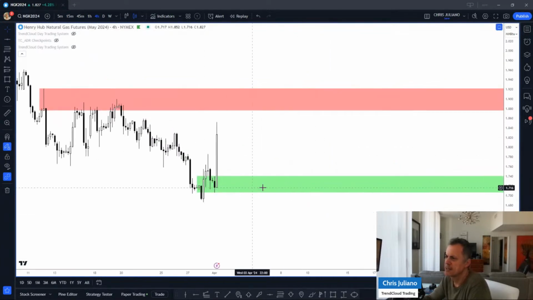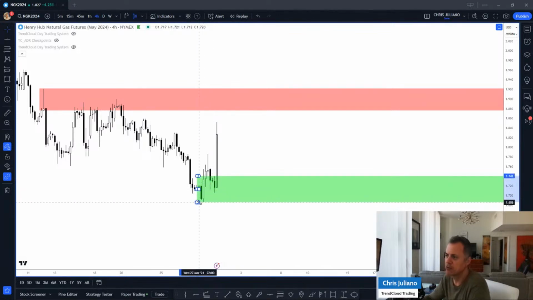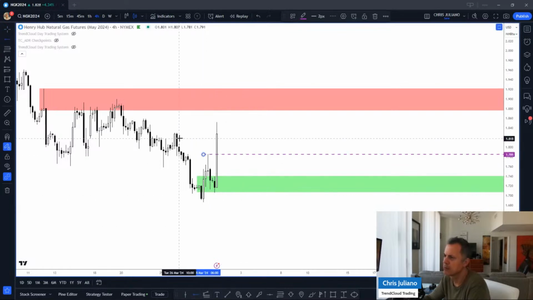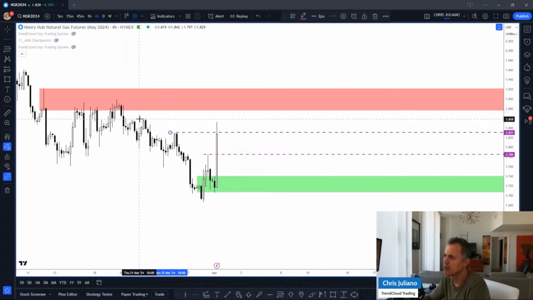Does that make sense, guys? Look, here's where all the buyers came in. If you're ever confused about what to draw, like, should I draw it like this? I mean, you can, but look at where the change took place. Right in here, right? Here's where this candle broke through structure, and hasn't quite made it back up to here yet. So a lot of buyers came in here.